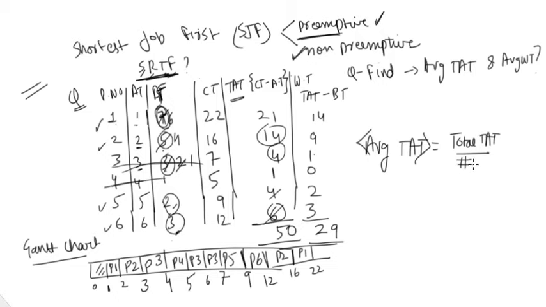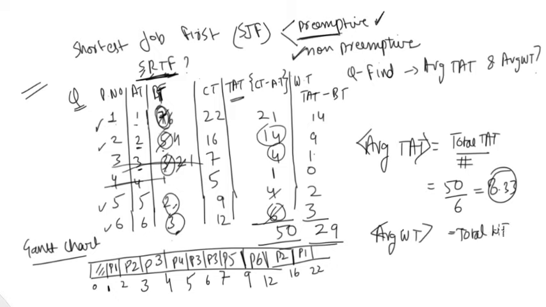So your average TAT is simply total TAT divided by the number of processes. Total TAT is 50, total processes is 6. It will be 8.33. Your average waiting time is total waiting time divided by total processes. It's simply 29 divided by 6, so 4.83. This is how you do it.